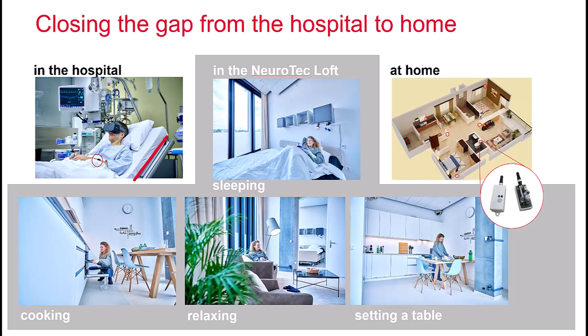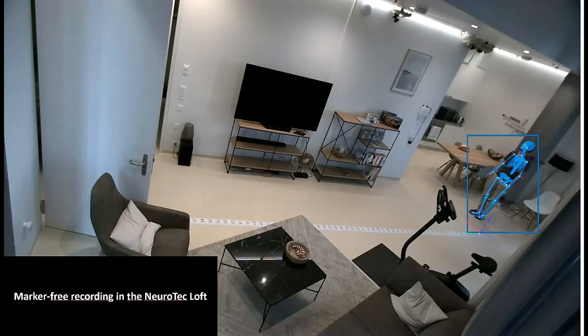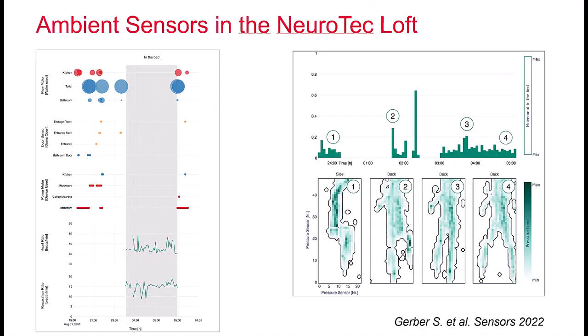And in this loft, obviously, we have a large number of sensors integrated. One of them is a camera system that is installed at the ceiling. And this camera system basically measures the position and orientation of the human body and overlays a 52-point kinematic skeleton model on the patient. What is nice about this approach is that we don't need to fix any marker on the patient's body.